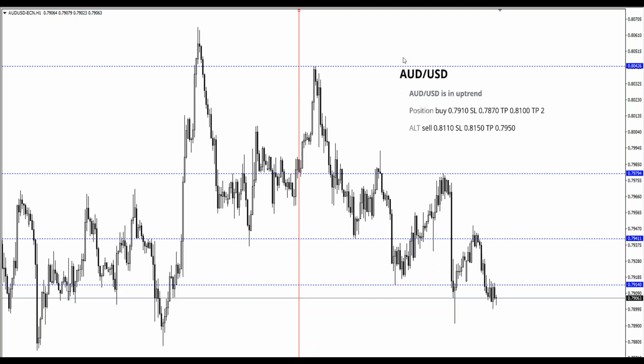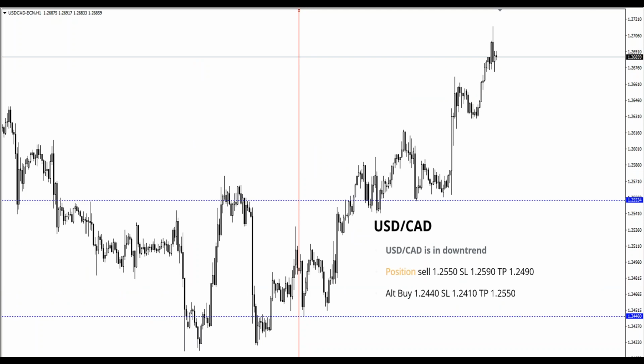So still possible to make something out of it. Also, Australian dollar didn't have a substantial pullback towards 79.10 during the trading time, and that is Monday, Tuesday, early Wednesday. Dollar CAD was the trade of the week.